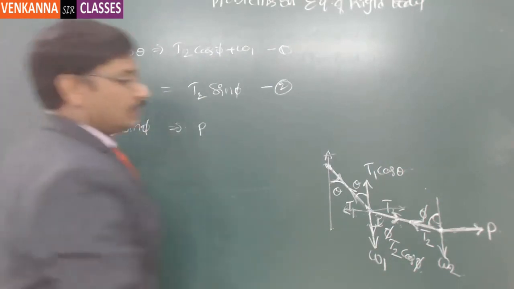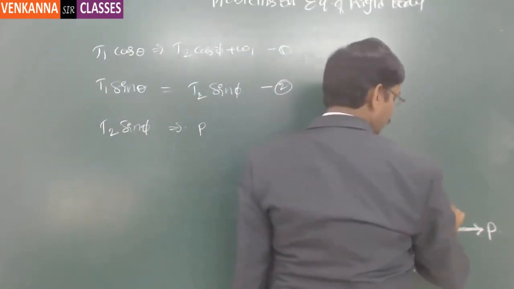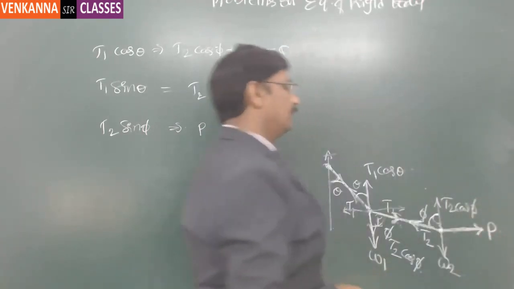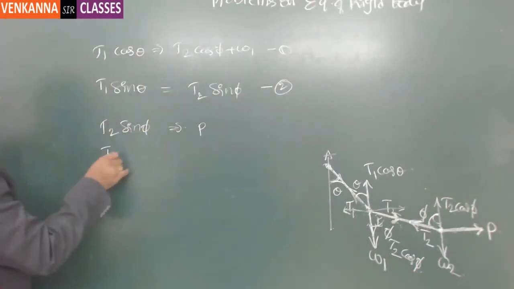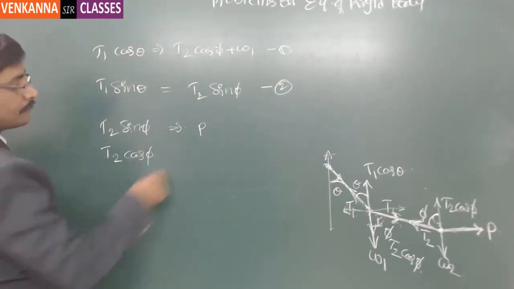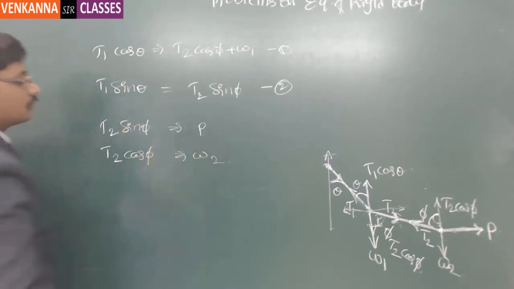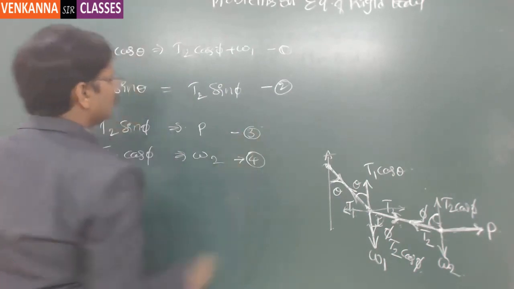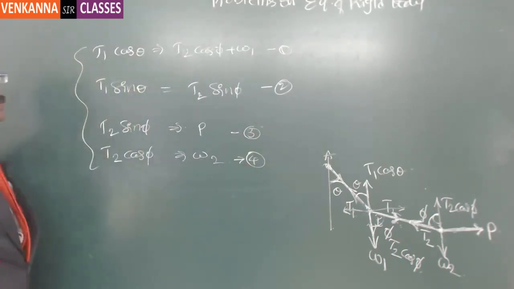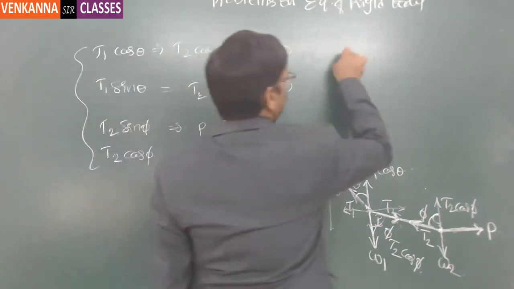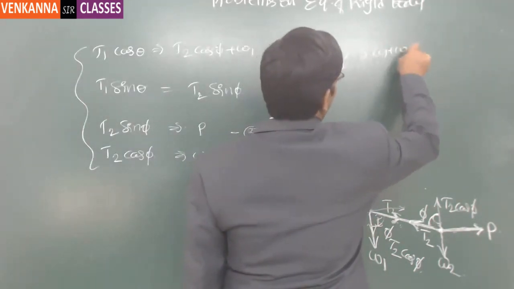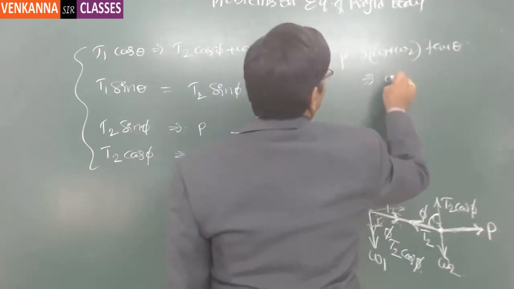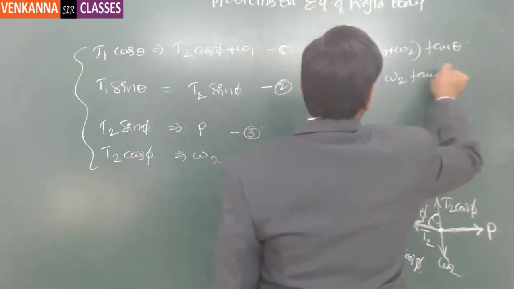And similarly T2 cos phi, which is acting upward, has to be balanced by W2. T2 cos phi is equal to W2. So this is equation number 3 and this is equation number 4. So we have to solve all these 4 equations to get the value of P, which is equal to W1 plus W2 times tan theta, and the same is equal to W2 times tan phi.